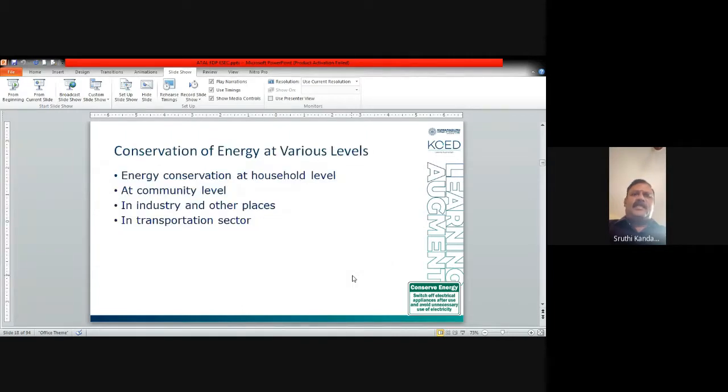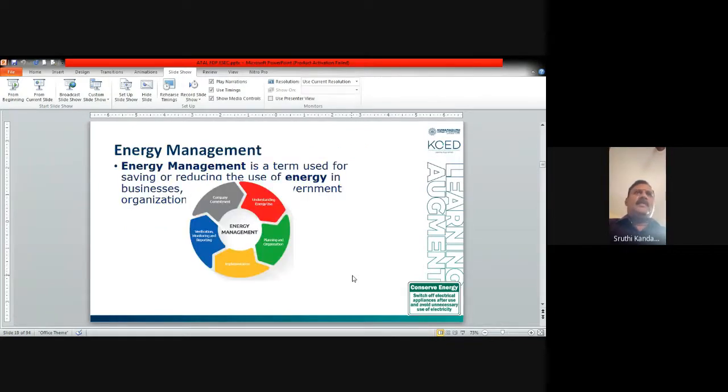So, conservation of energy at various levels. The energy conservation at household is possible. Conservation at the industrial places. Conservation through the transportation sectors, community level, common areas, we can conserve the energy. So these are all the various places. So energy management is a term used to save or reduce the energy in business, public sector, government organizations, and home.